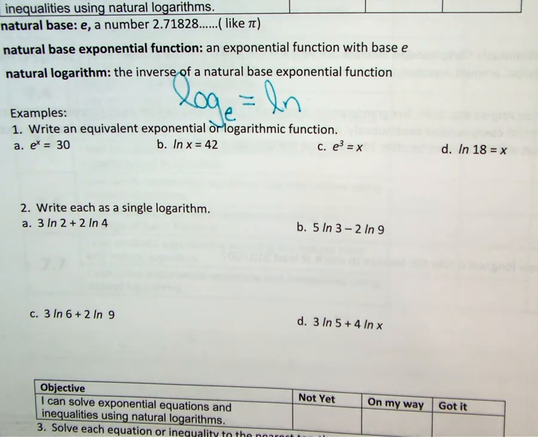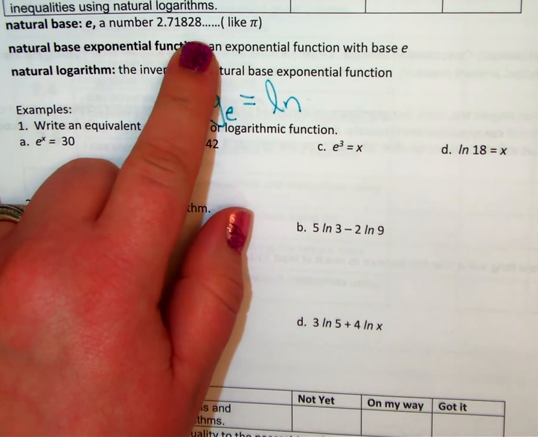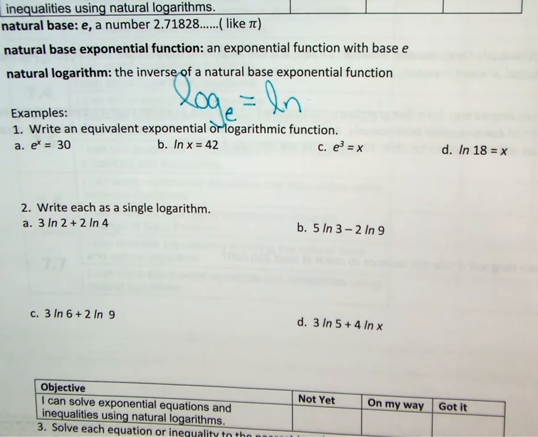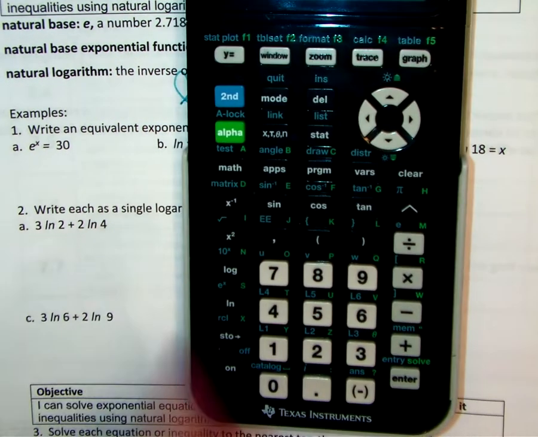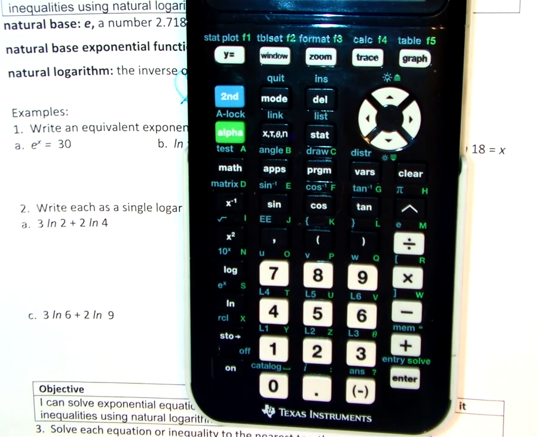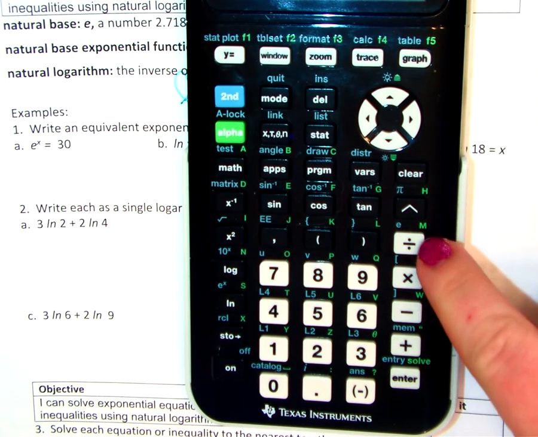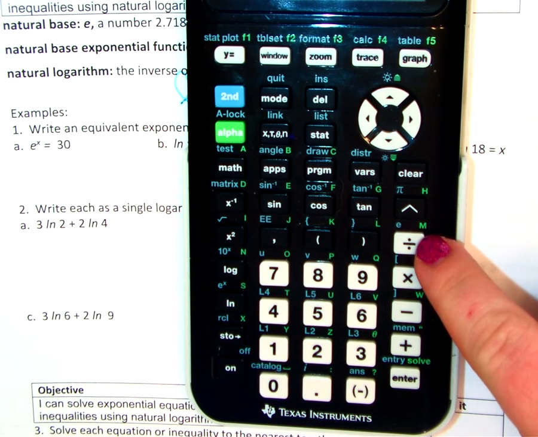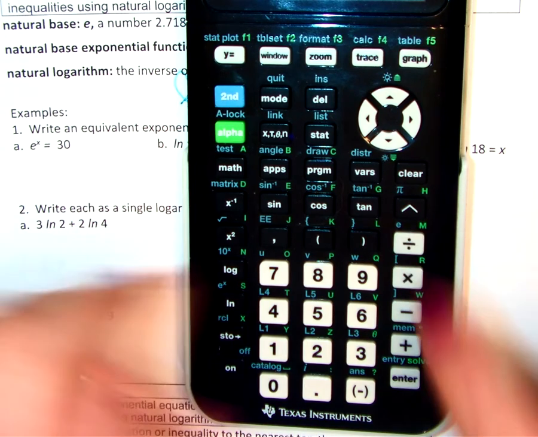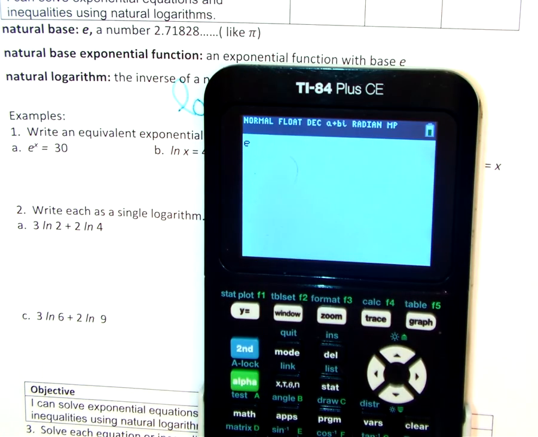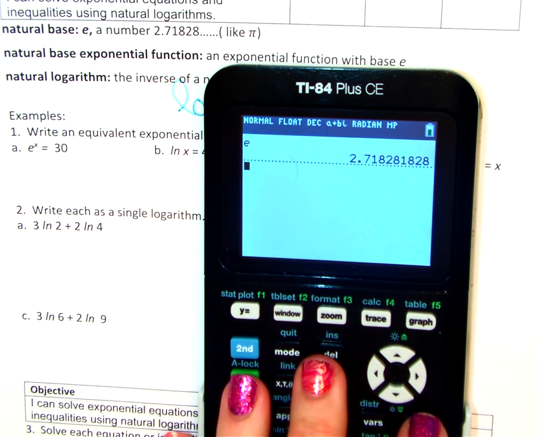And the number is 2.71828. There actually is an E button on your calculators. So here's your calculator. And E is located on the division sign. So if you press second and E and press enter, it will tell you what E equals. 2.7182818. Okay, it'll continue to go on forever.